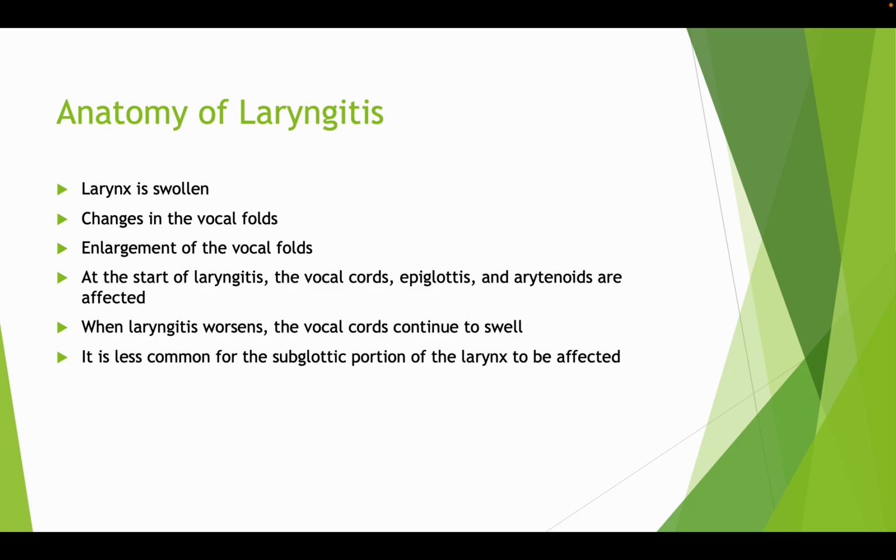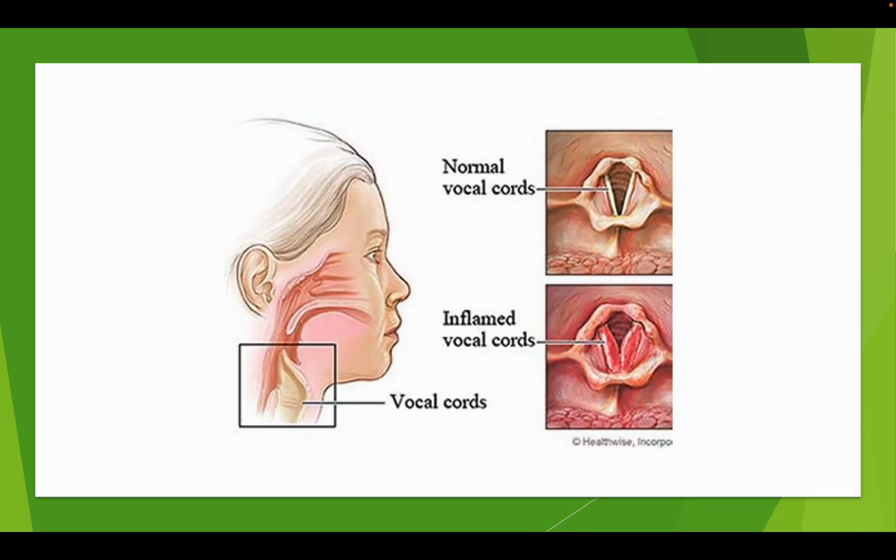When a person first acquires laryngitis, the vocal cords, epiglottis, and arytenoids swell and become red. As laryngitis becomes worse, the swelling of the vocal cords worsens, and they continue to become more red as well. With laryngitis, an individual's subglottic portion of their larynx typically does not undergo any anatomical changes.